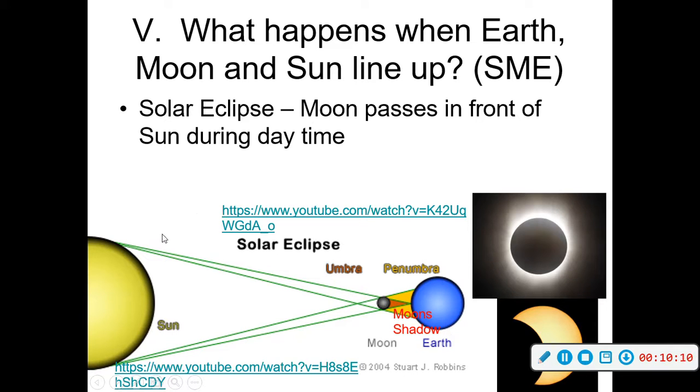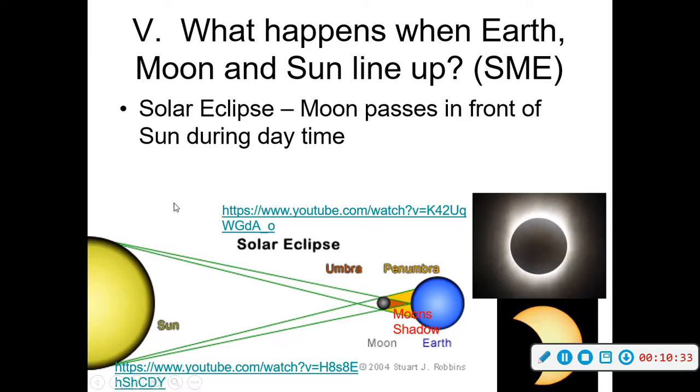And then down here, if you're in the partial part of the shadow, which is in gold here, in that area you're going to see part of the sun being blocked out by the moon, not fully though. So you can see that happens, and that's what we had in our area a few summers back, that you guys may have seen.